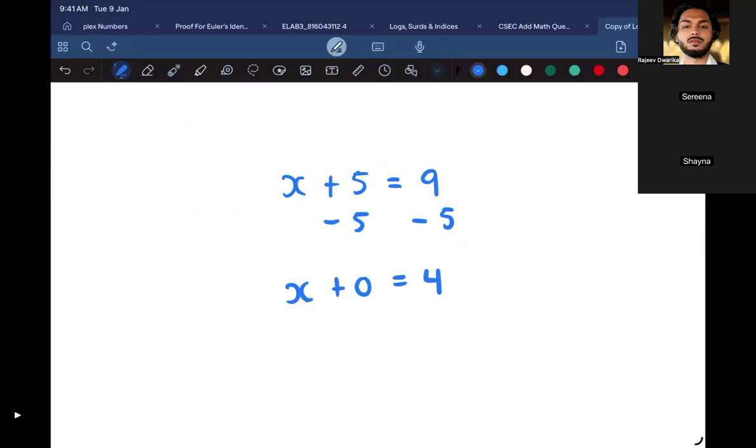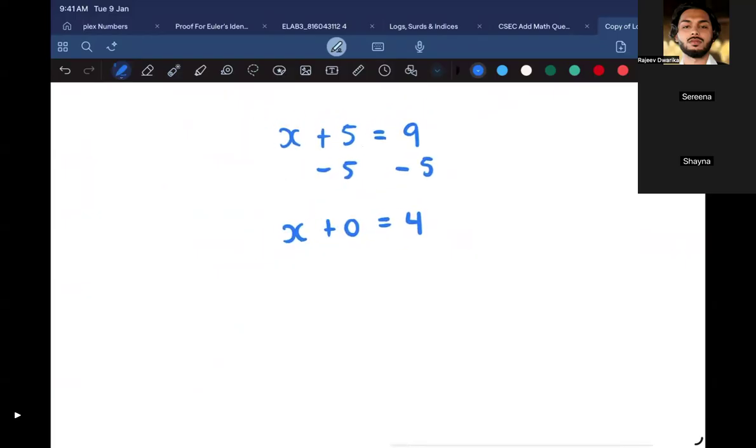Understand? Yes, sir. If I had x minus 7 is equal to 3, what would I need to do on both sides to find x? You'd need to minus 7 on both sides. No. You would need to add 7, because if I want to cancel off the minus 7, I have to add 7.